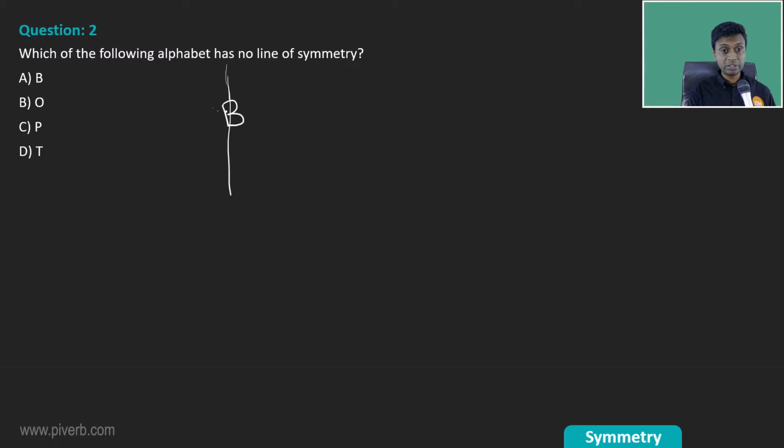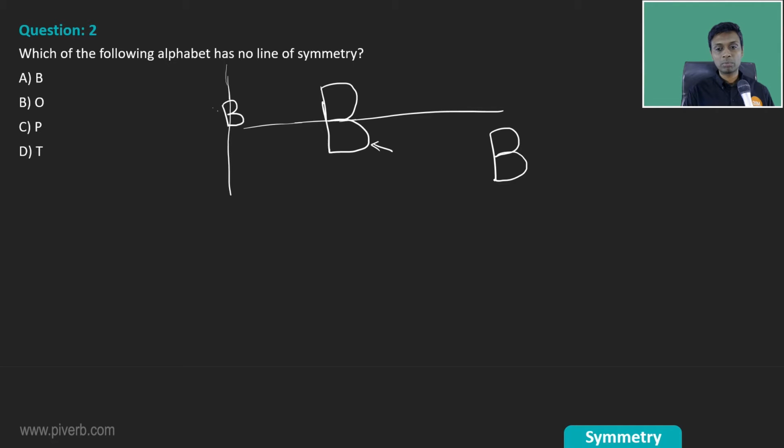Obviously for B, this is not the line of symmetry. Imagine this, but for B, this is a possible line of symmetry. So you fold this, this can come and sit exactly. Not my B, the way I have drawn this looks slightly bigger, but the two parts of B are identical. So this goes and sits exactly in this. So B has a line of symmetry.